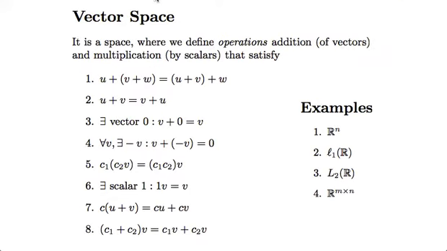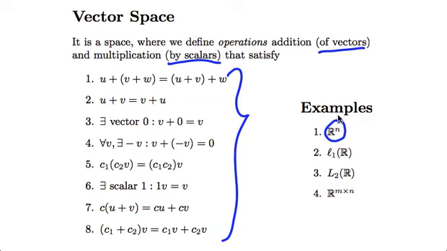Now, a vector space is simply a space where we define operations, which are addition of vectors and multiplication by scalars. And these operations of addition and multiplication must satisfy the following 8 properties. Some of you may already be familiar with these properties because you're used to dealing with finite dimensional, n-dimensional real vectors like those in Rn. But as we'll see, there are many other kinds of vectors which also form a vector space. And that's why it's important to keep these properties in mind, maybe at least at the back of your mind. You don't have to remember all of them.